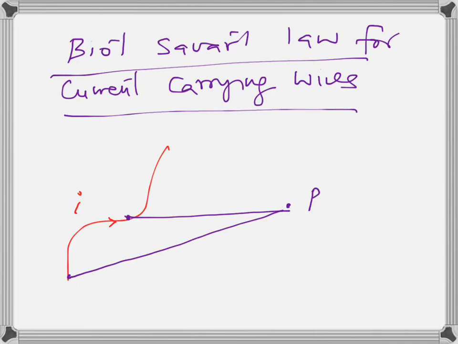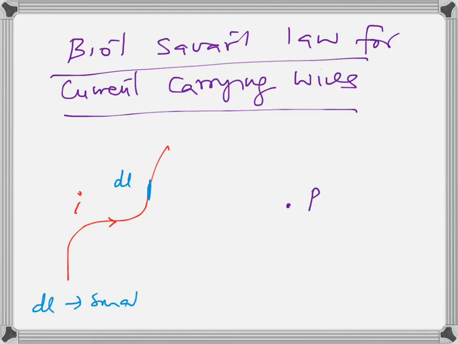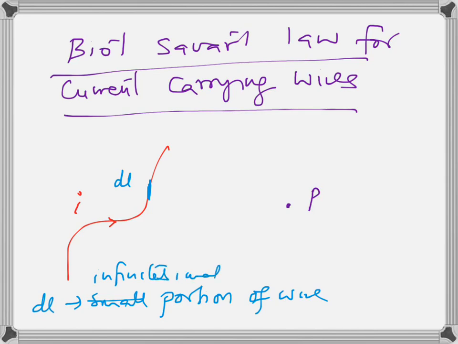So what we will do is take a small portion of this wire first, a small section of this wire. Let us say here I will take that small piece, whose length is DL. So DL is a small piece of the wire. I shouldn't say small also. Infinitesimal is the correct word. Infinitesimal portion of wire, infinitely small.